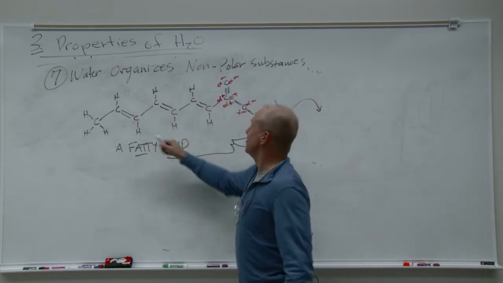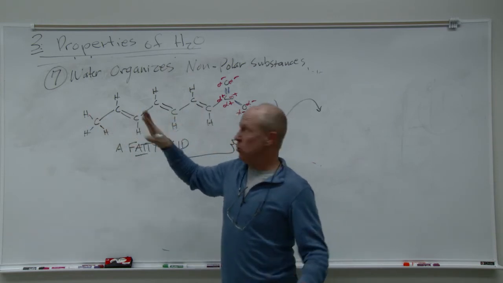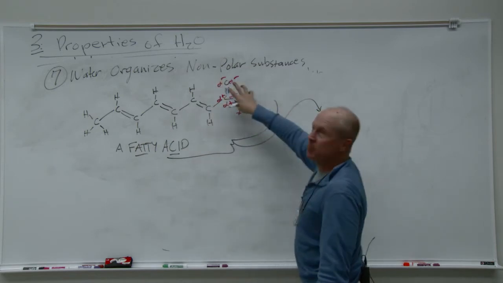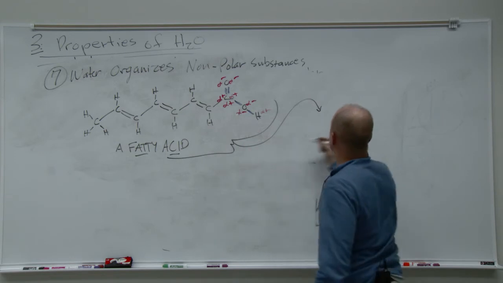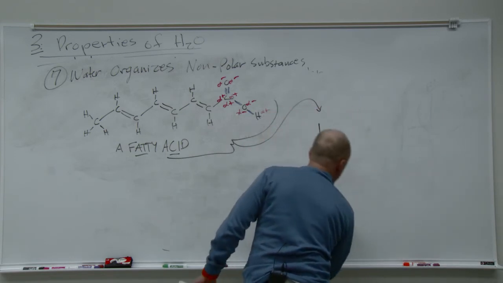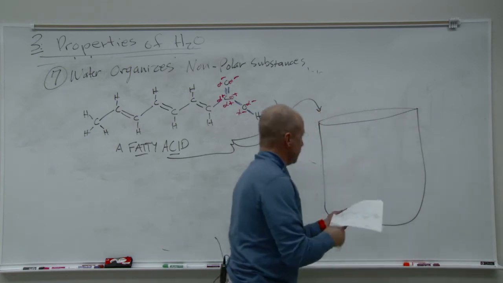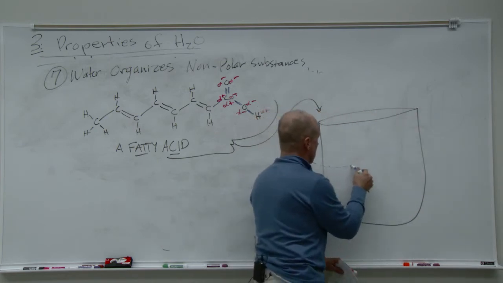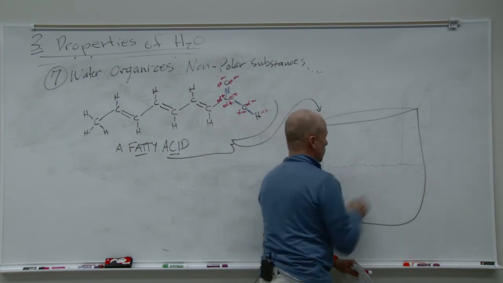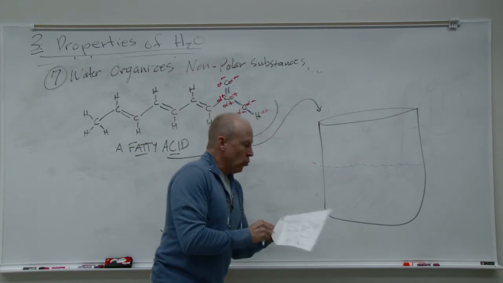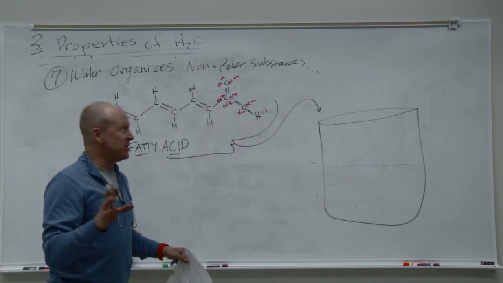A fatty acid. So this is a molecule that has fat-like properties, which essentially means non-polar over here. And then you have all of this polarity here. And when you pour this stuff into a beaker of water, I'm going to have to draw a big beaker, so I want you to as well. A big beaker of water. Here's our H2O. So water's in here.